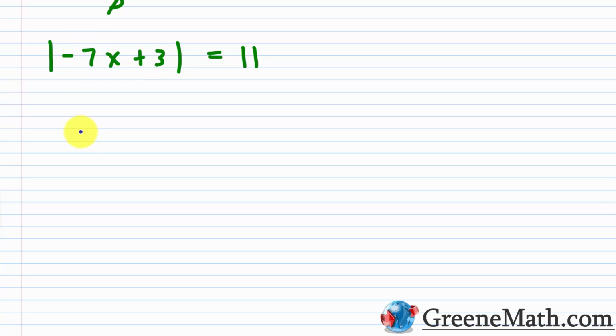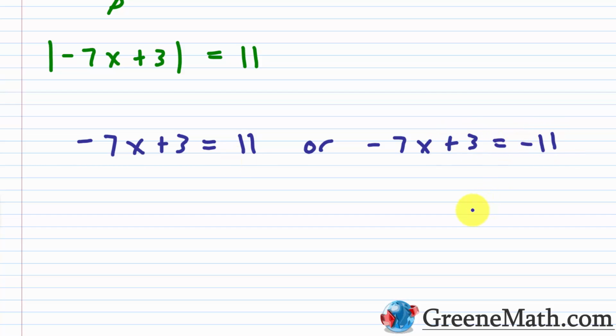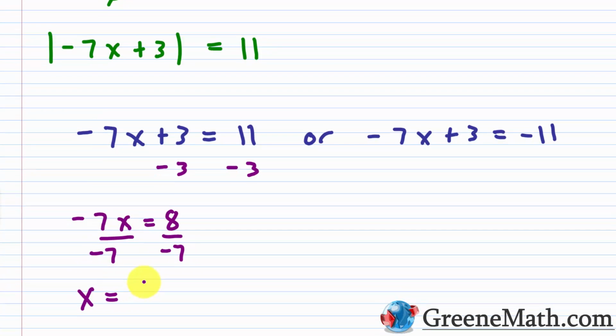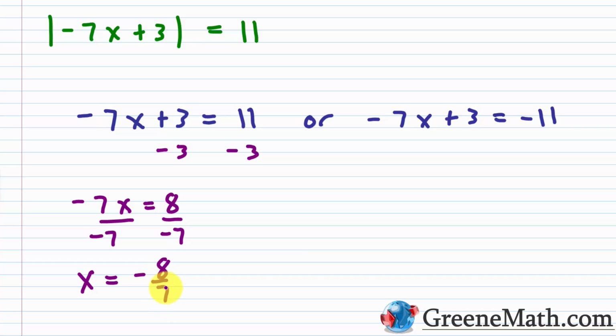I take my expression, so negative 7x plus 3. I set it equal to 11. And then I say or. I take my expression, so negative 7x plus 3. I set it equal to negative 11. Okay? Just solve each one. Very, very simple. So I'm going to subtract 3 away from each side of the equation. I'm going to get negative 7x is equal to 11 minus 3, which is 8. Then I'm going to divide both sides by negative 7. And I'm going to get that x is equal to negative 8/7.